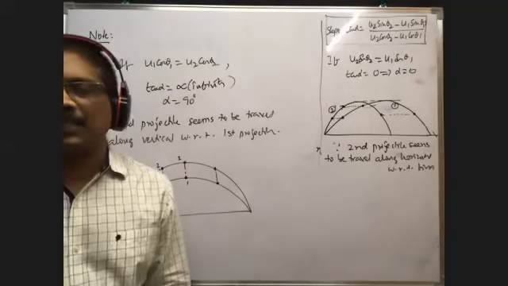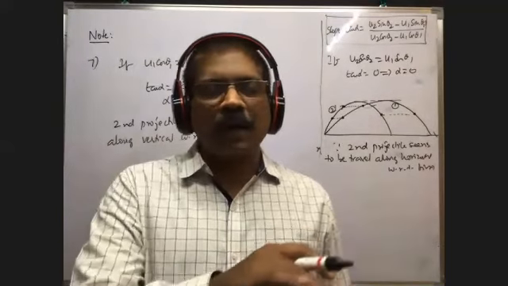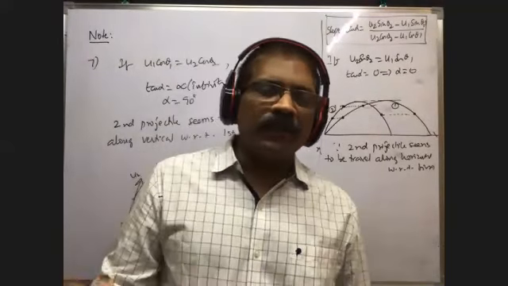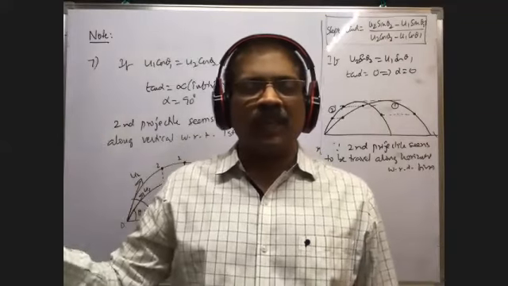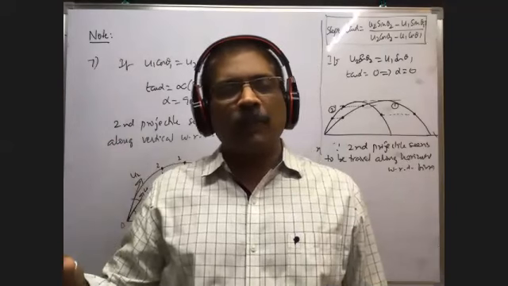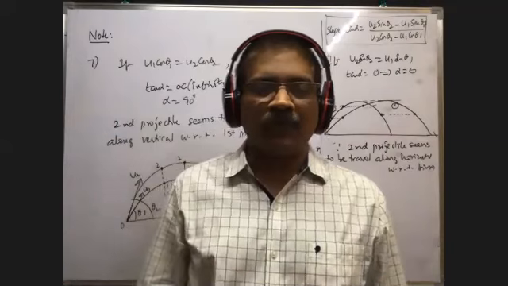This concept was asked in Mains. It's very, very important. When the horizontal components are equal, then they seem to travel along the vertical direction with respect to each other. If the vertical components are equal, the projectiles seem to travel along the horizontal direction with respect to each other. Okay, this is the case.